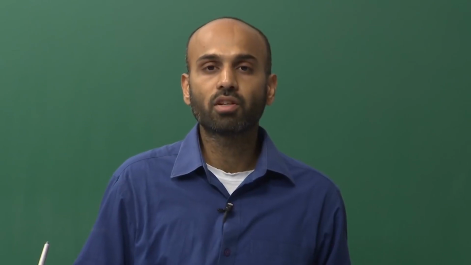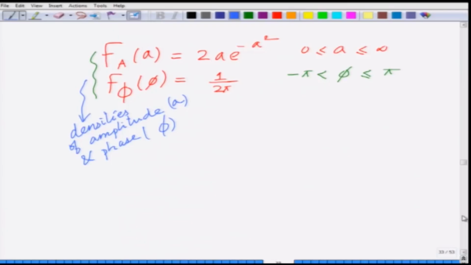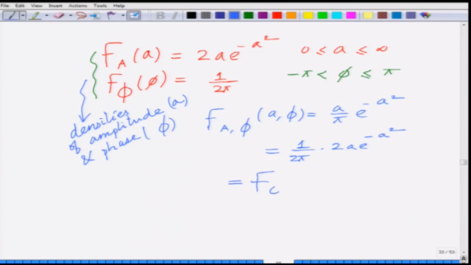And further, before we proceed, let us look at one other interesting point. If we look at the joint distribution of the amplitude and the phase, remember the joint distribution is given as a over pi e to the power of minus a square. I can write this as 1 over 2 pi times 2a e to the power of minus a square, which is basically equal to the marginal density with respect to the phase times the marginal density with respect to the amplitude.